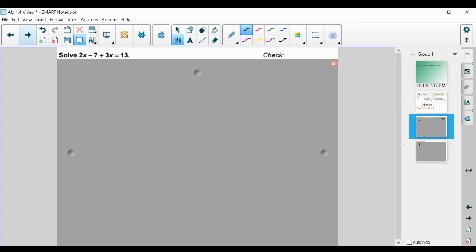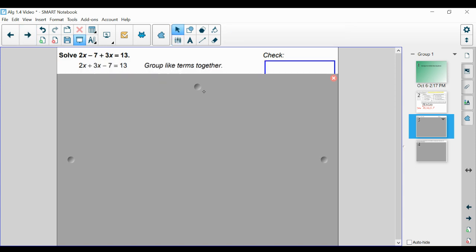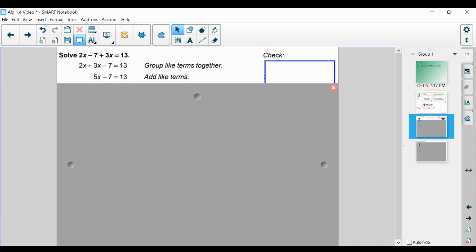Now let's say we want to solve 2x minus 7 plus 3x is equal to 13. One of the first things that I notice here is that we have like terms. We have 2x and we have 3x. So we're going to simplify. We're going to change that into 5x because 2x plus 3x is 5x. Notice how we're simplifying on both sides of our equal sign before we start to perform inverse operations. Now, we have 5x minus 7 is equal to 13.